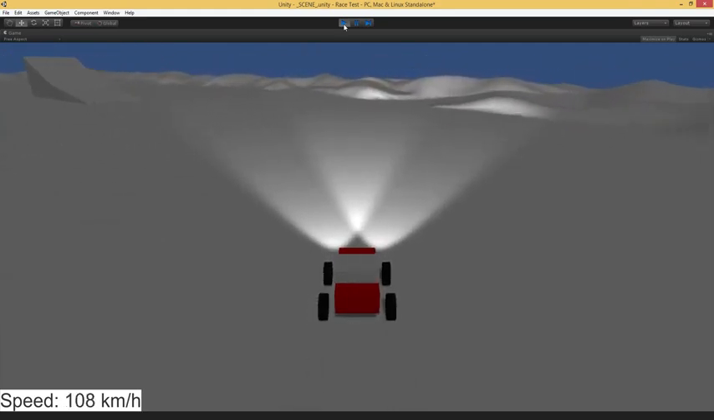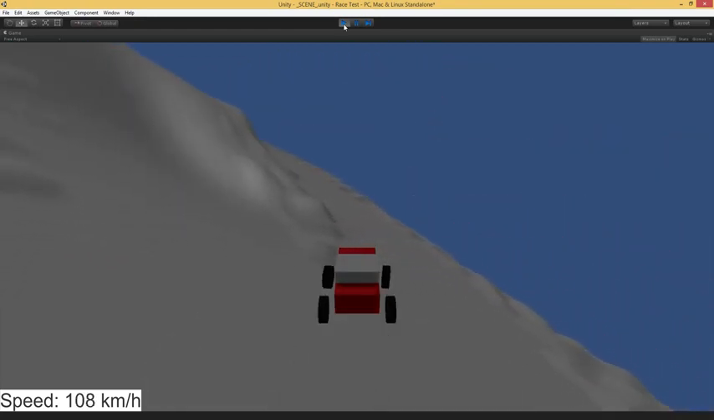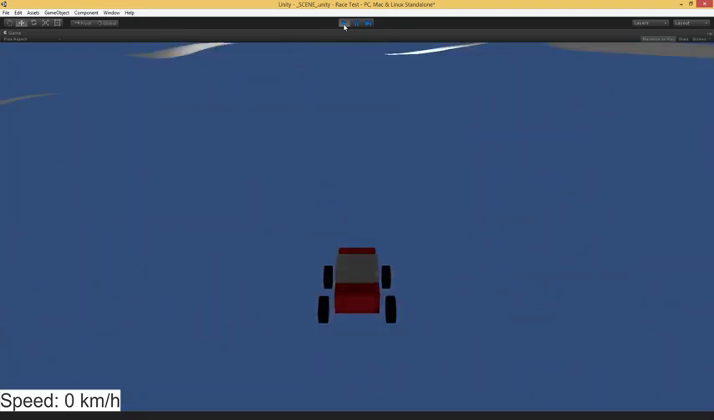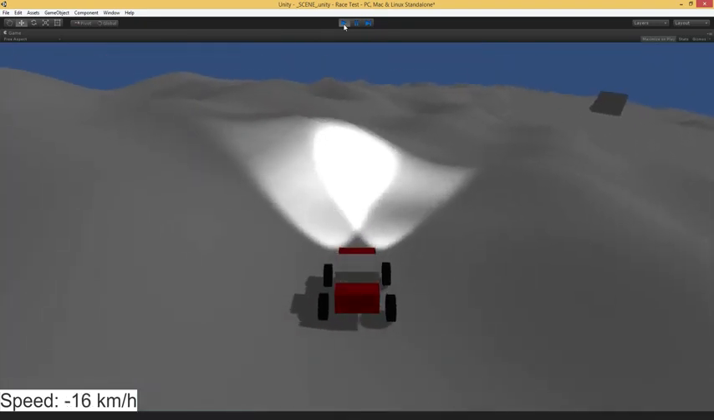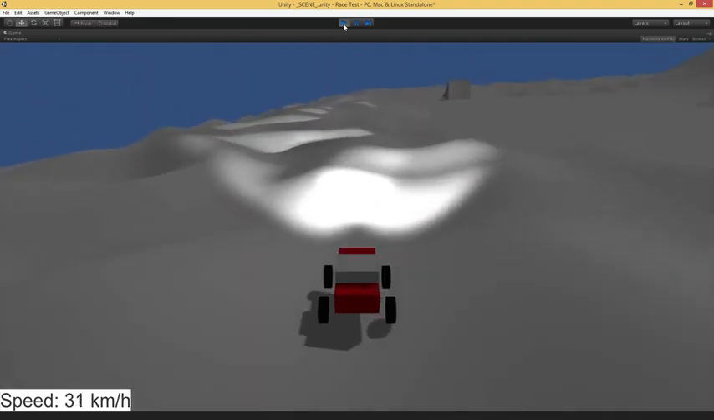In Unity, by default, your wheel colliders are very sticky. Oh no, I'm off the map. No, all right, I'm safe. The wheel colliders are very sticky. They don't want to skid at all.